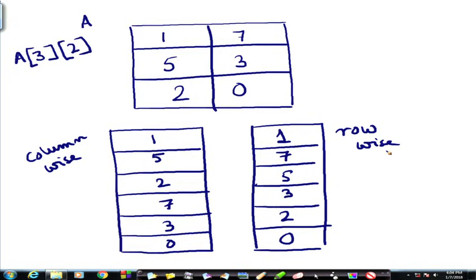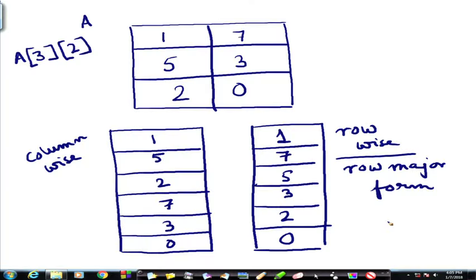Right. In C, the compiler stores the arrays row wise, which is often known as the row major form, and this is the column major form. But in C we are doing it in row major form. There is a specific significance of this, because whenever I want to access an element of array A, say the particular element 2, 3, which element shall I find out?